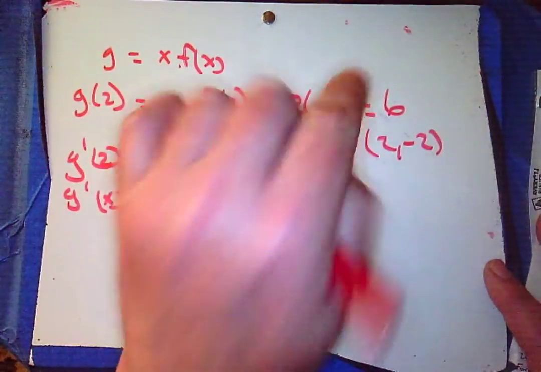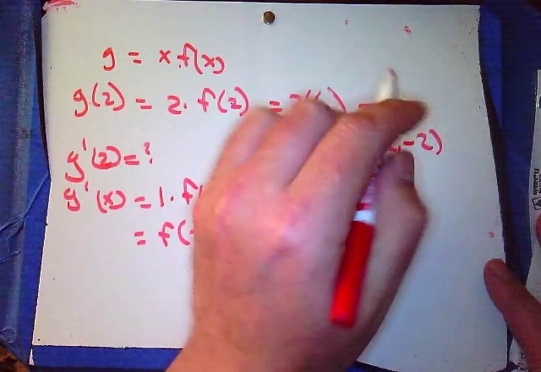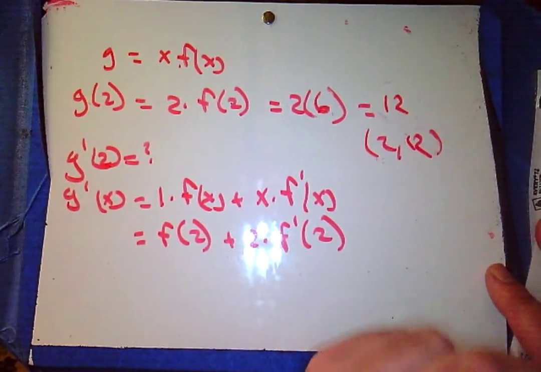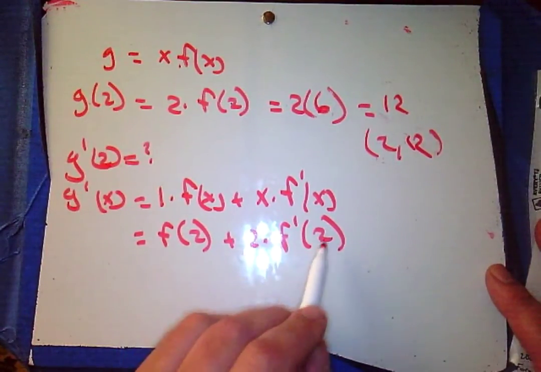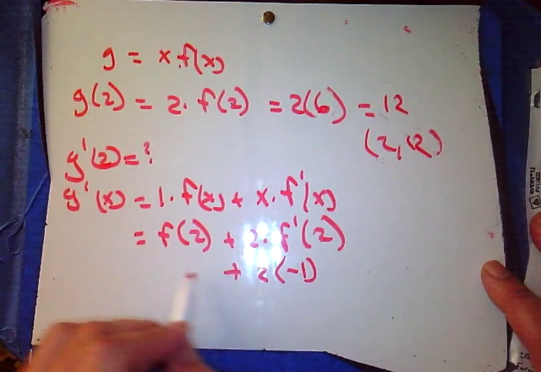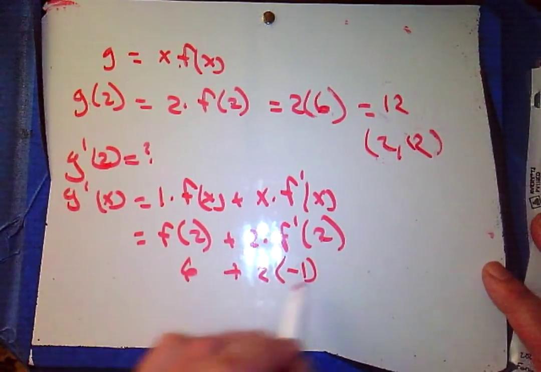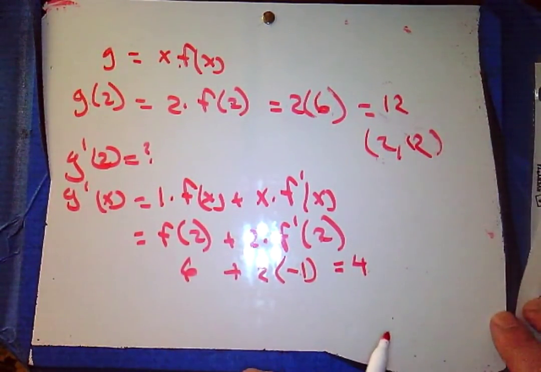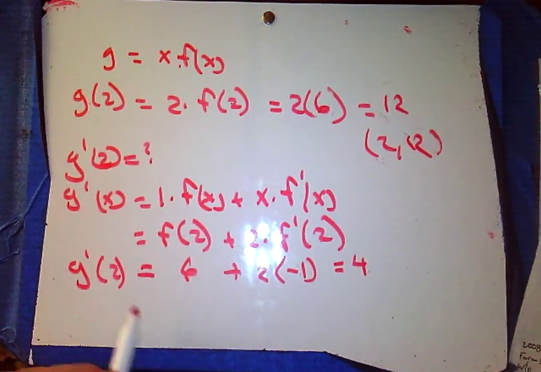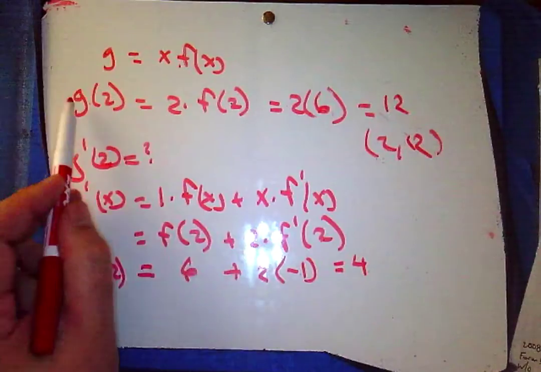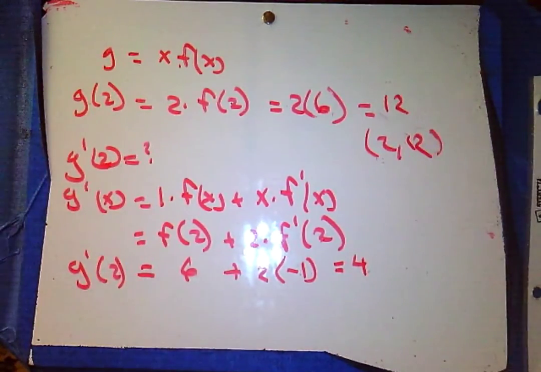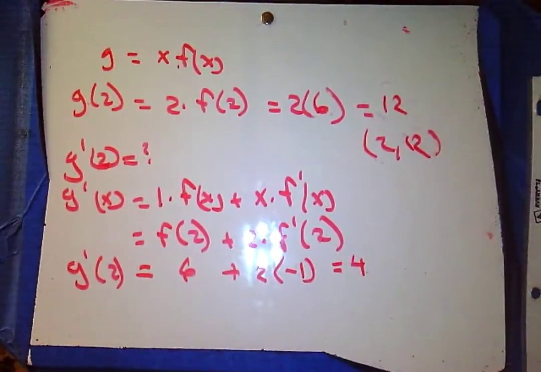F of 2 is 6, so this is 12. F prime is the graph given. F prime of 2 is negative 1 times 2 plus f of 2 is 6, and so I get 4. Okay, so g prime of 2 is 4, and g of 2 is 12. I think I got that right. Let me just confirm with my notes.